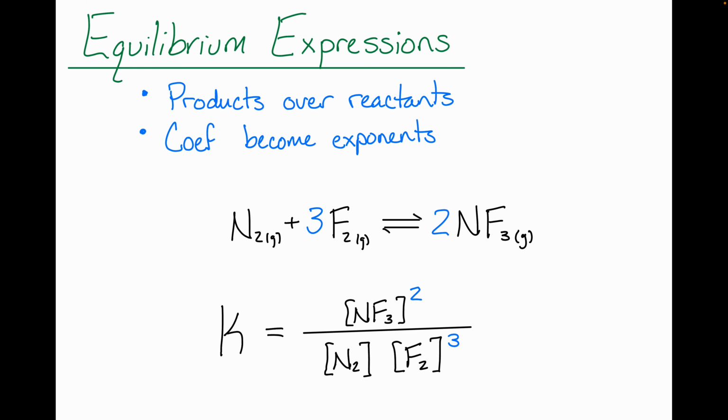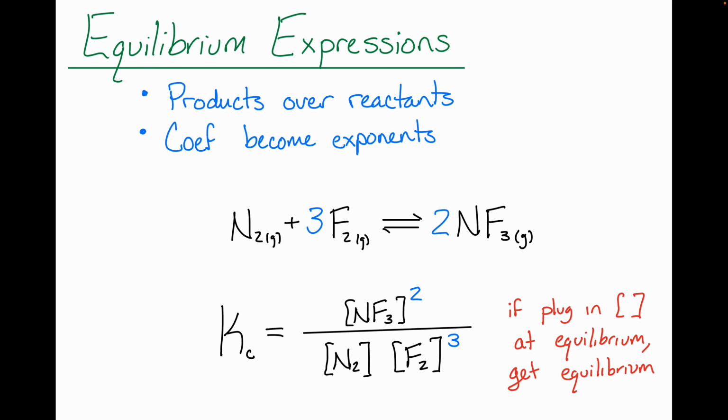Cool. All right, so this is what we would call a Kc, because my amounts here are given in concentration. All right? And if we plugged in our equilibrium values, we get our equilibrium constant. Again, that constant value for this chemical reaction, we could have gone and looked it up in a book somewhere.